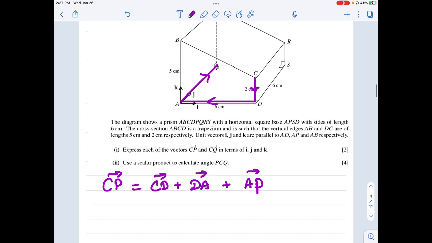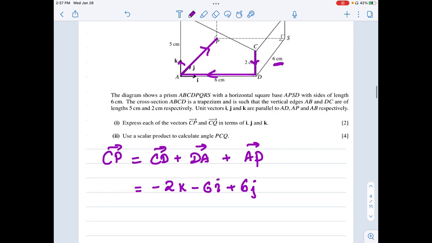C to A, as I'm coming downwards, so it is minus 2K. Along downwards I'm coming, because it is parallel to K, it is coming downwards, so minus 2K. Then D to A is along I, but it is going in the opposite direction, minus 6I. And A to P is in the same direction of J, but its length is 6, so 6J. So what will be the order? Write it down: minus 6I plus 6J minus 2K.